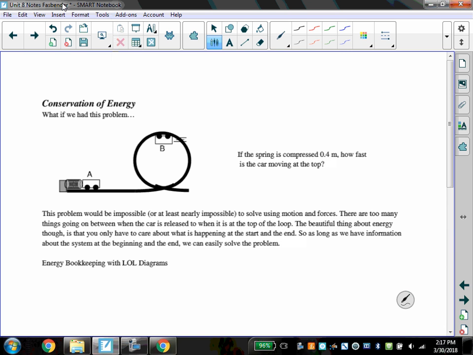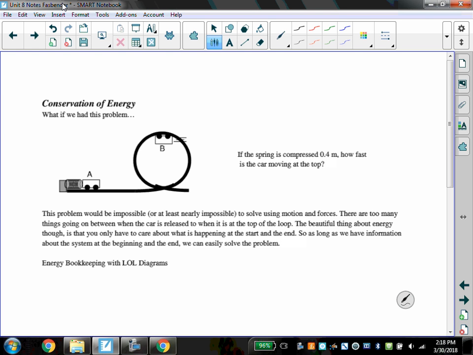Let's look at a pretty classic physics problem. In this problem, I have a spring, which is compressed, and a cart that is right up against it. Now we're going to allow that spring to uncompress in order to push that cart. That cart is going to move along the track and go through a loop-de-loop.